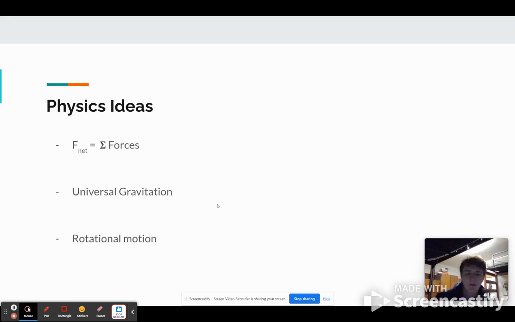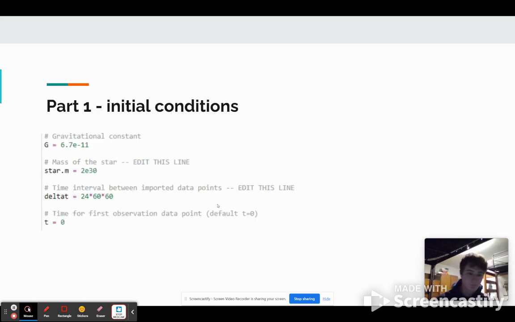Again, F net is the sum of the forces. In this scenario, especially in part 1, there's really only one force, which is a gravitational force. Technically in scenario 2, there's the gravitational force of the planet and the black hole. And then again, universal gravitation and rotational motion are both important.